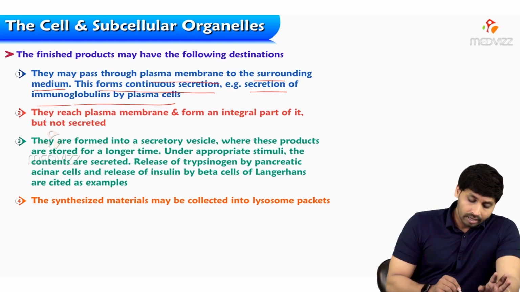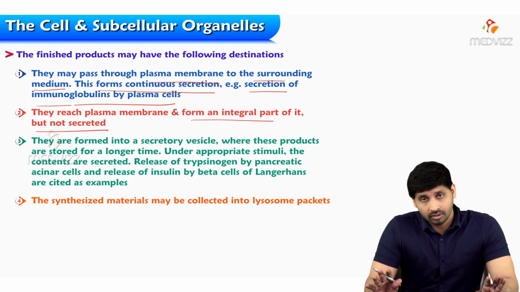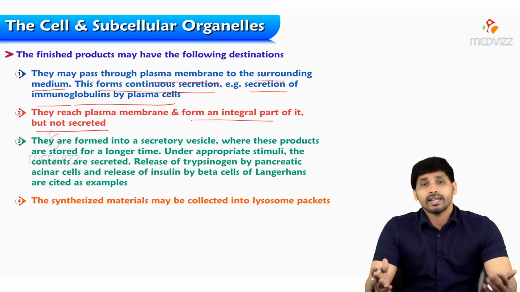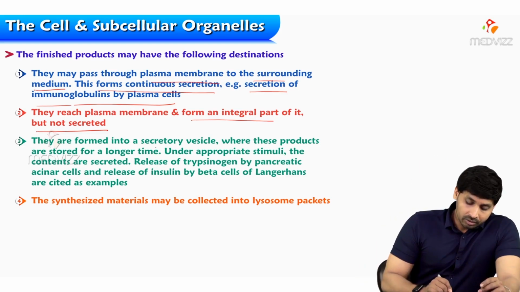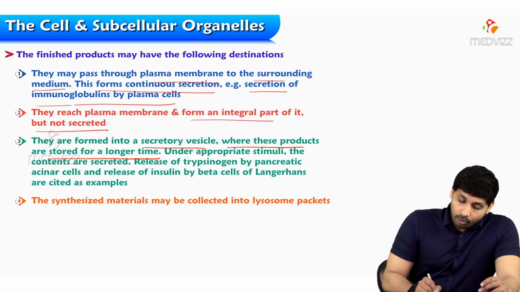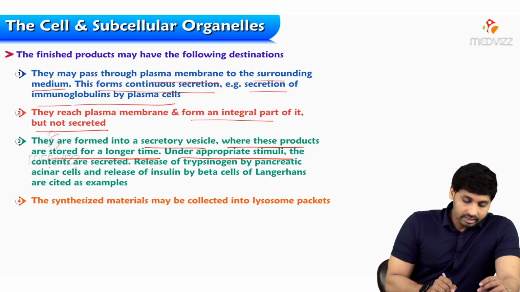Second, they reach the plasma membrane and form an integral part of it but are not secreted. When a need arises, only then they will be secreted. Otherwise, they are just packed inside. Third, they are formed into secretory vesicles where these products are stored for a longer time. Under appropriate stimuli, the contents are secreted.